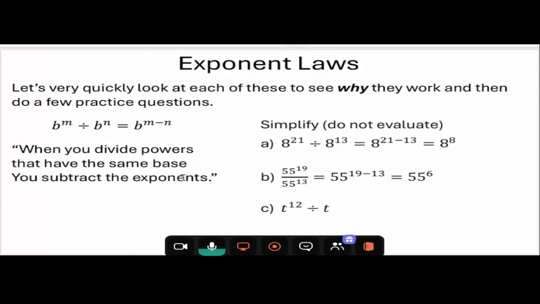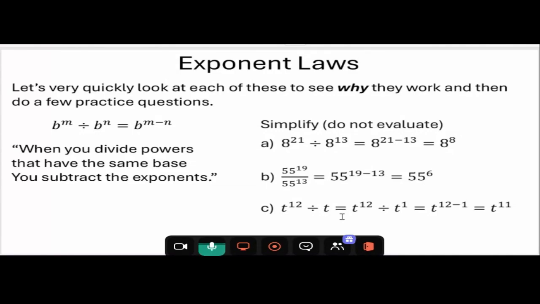And the third one there, t to the power of 12 divided by t. It doesn't look like we're dividing two things that have exponents, but remember again that t can also be written as t to the power of 1. So we've got t to the 12 divided by t to the 1. We're dividing with the same base, and so we subtract the exponents. 12 minus 1, t to the power of 11.